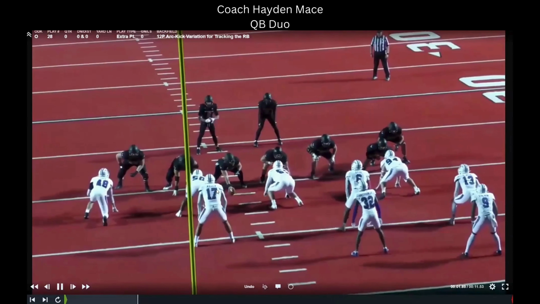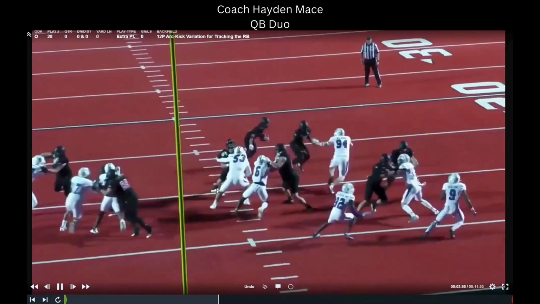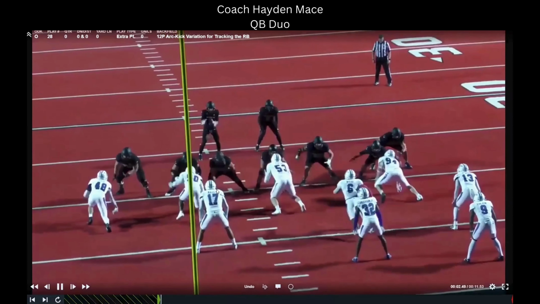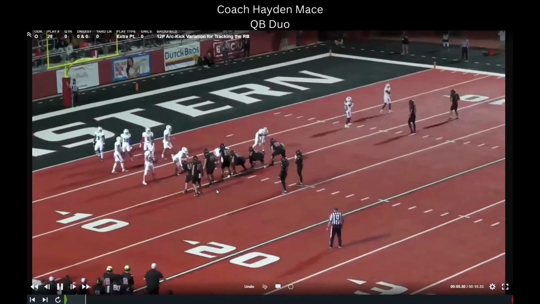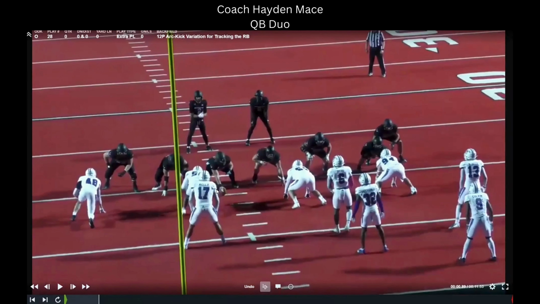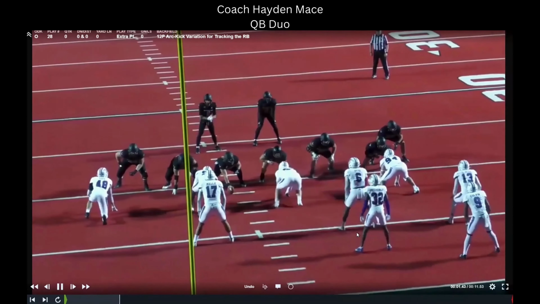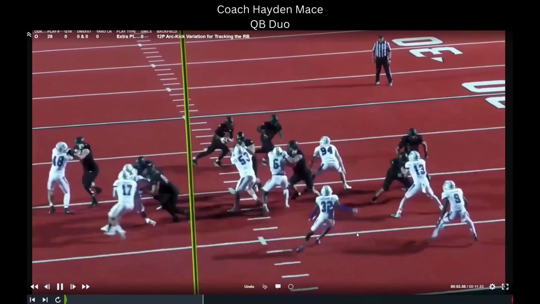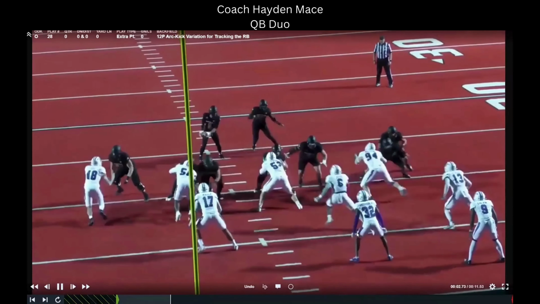This is a unique little tweak or variation to what we're doing. This is just 12 personnel, quarterback duo. But what we're doing here is we end up arcing our tight ends and then kicking with our running back. So kind of an arc kick scheme on the play side here. This is pretty good for when safeties are tracking that back, which, Weber, this defense was doing against us late in the game here. And so you can see everywhere else, it's exactly the same.